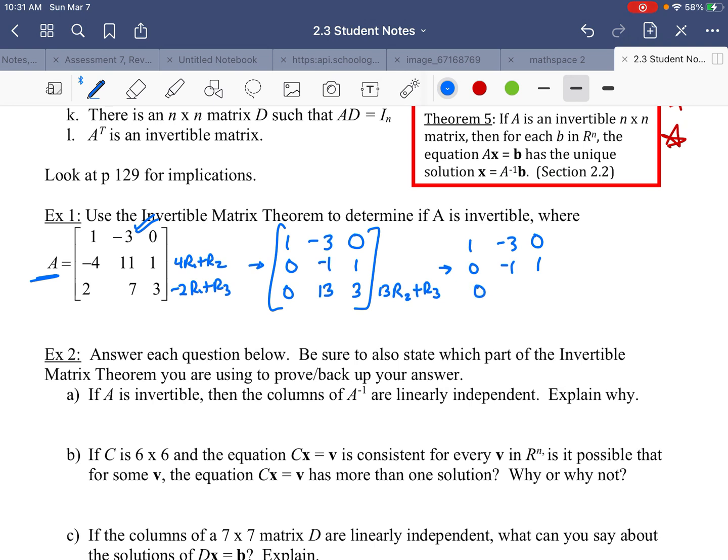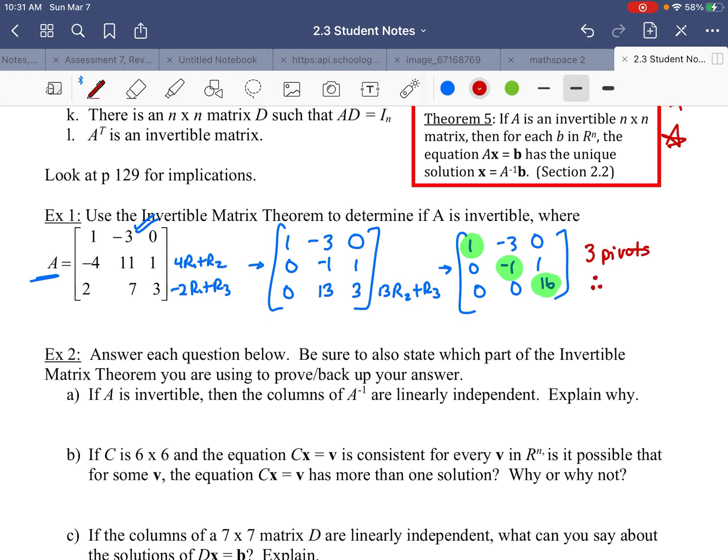All right, so I got 0 here. I'm going to end up getting negative 13 plus 13, so 0. Then I'll get 13 plus 3, so 16. Okay, so we have 3 pivots. Here they are right here. They're the first thing in each row, and that's it. So what you'd have to say here is you would make a statement after you prove something. You'd be like, oh, look, there are 3 pivots.